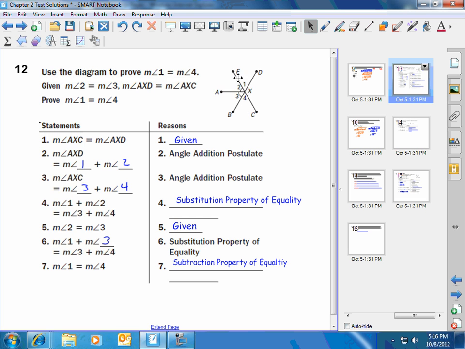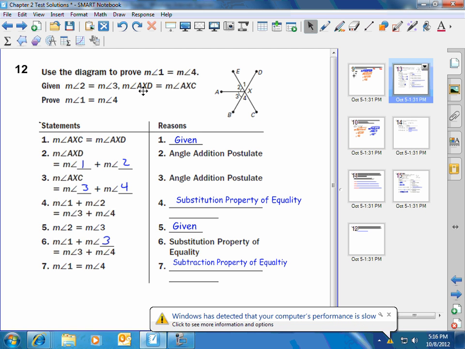and the measure of angle AXD is equal to the measure of angle AXC. Okay, so we can take the information that's given and write a proof, and it's pretty much done for us. We just have to figure out what goes in the blanks. So remember, we usually start with what's given. We know that the measure of angle AXD is equal to the measure of angle AXC.